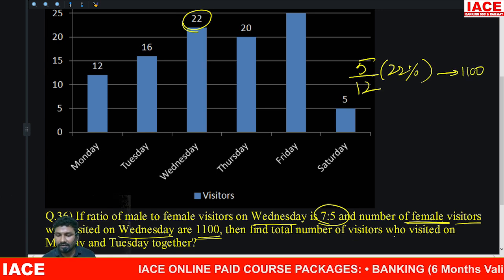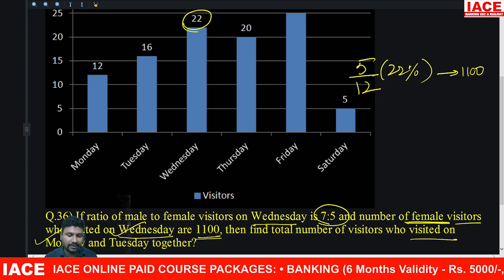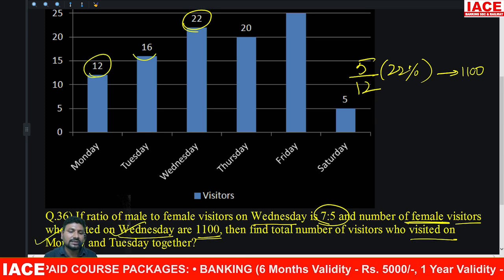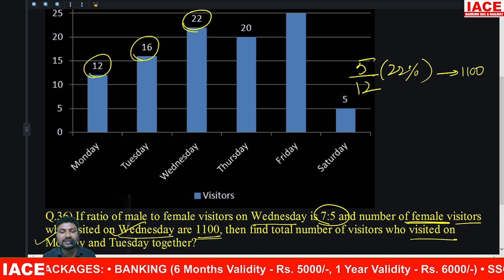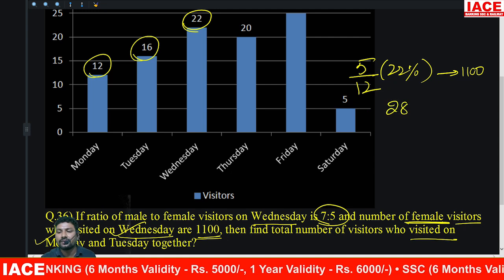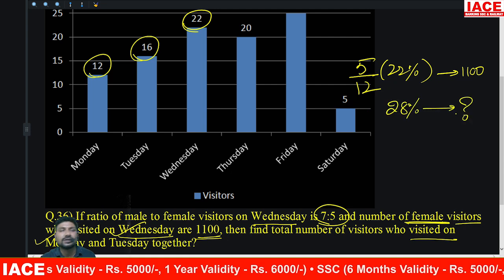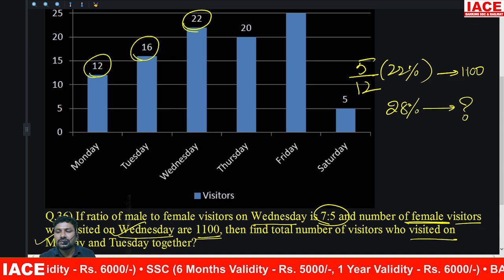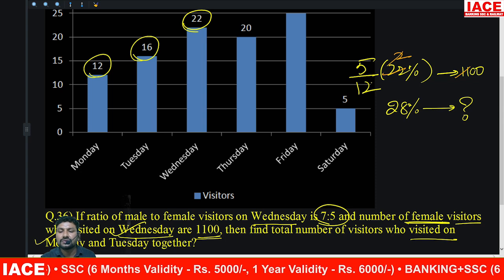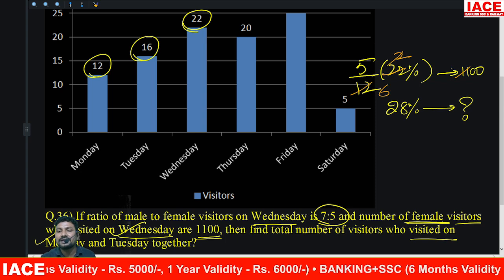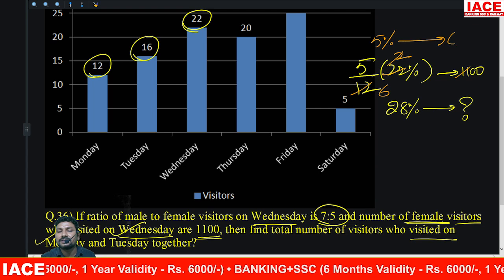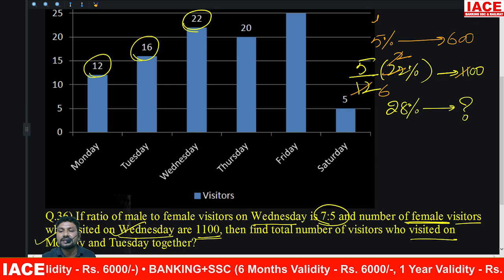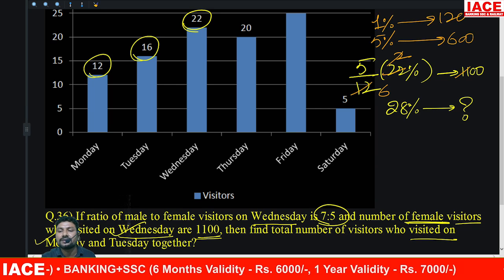Find the total number of visitors who visited on Monday and Tuesday. Monday is 12 percentage, Tuesday is 16 percentage. 12 plus 16 is how much percentage? 28. 28 percentage value is what? This is the way we ask the question. So simplify the measurements. 11 how many times? 2 times, 2 sixes are 6, 6 times. 5 percentage equal to 600. 1 percentage equal to 120.